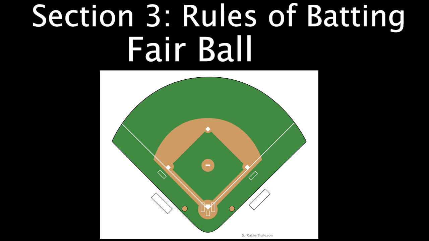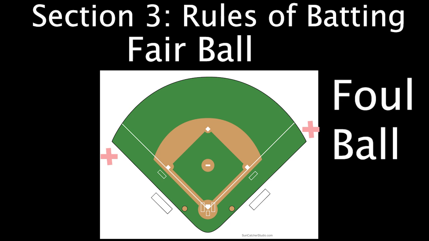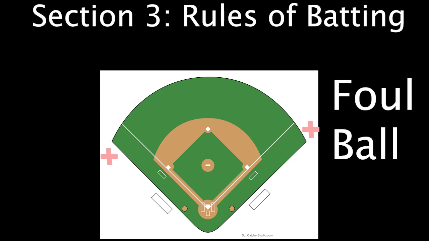But if the ball gets hit into the stands and it is, for example, over here or over here, then that is a foul ball, right? Because now you are beyond the foul line. You're in foul territory. But as long as it is still within the foul line, that is considered a home run.